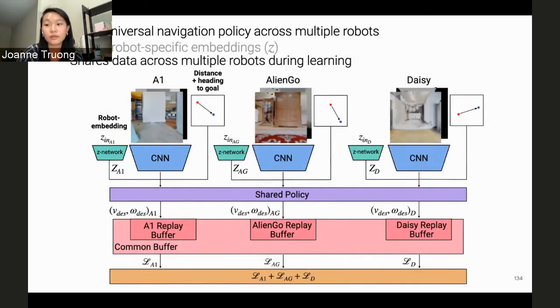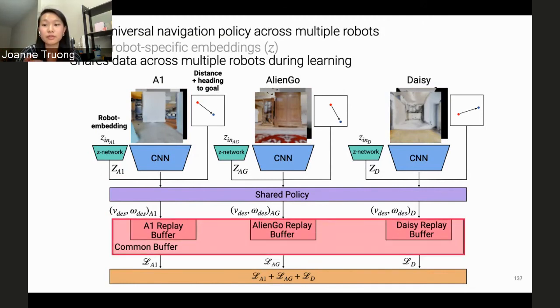Another key component of our approach is that we share data across the robots during training to sample efficiently learn a navigation policy. At the start of training, each robot is initialized in a different environment and tasked with navigating to different goal locations. At every step, each robot adds to its individual replay buffer, which is just a collection of state and action pairs that the robot has taken.